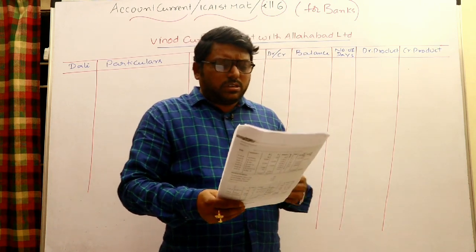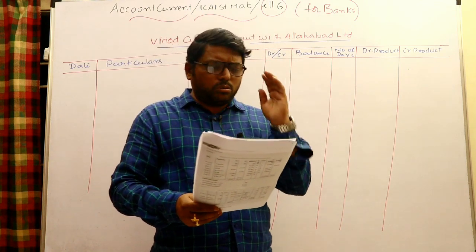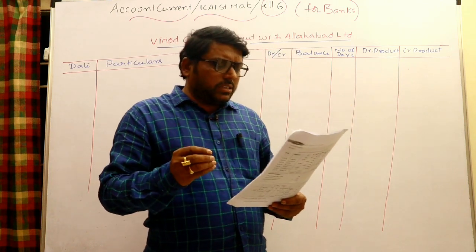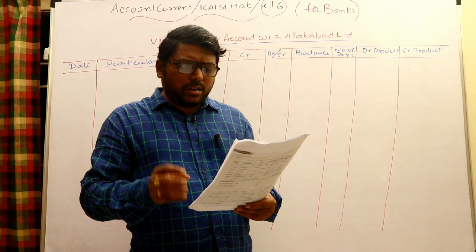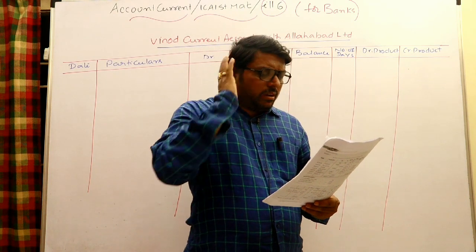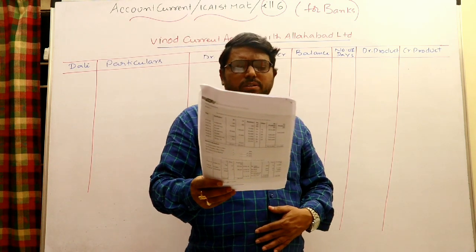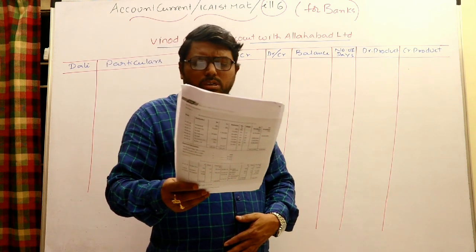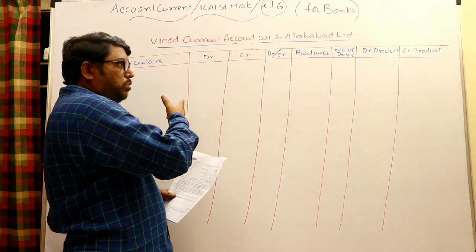Only two types of transactions are there, deposits and withdrawals, and you have to work them out in chronological order, date wise. On January 2nd, 2016, Vinod opened a current account with the Allahabad Bank Limited with a deposit of 30,000 rupees. Further deposits were made on January 15th, March 12th and May 10th. Withdrawals were made on February 15th, April 10th and June 15th. Show Vinod's account in the Allahabad Bank's books, so Allahabad Bank should be written at the end and Vinod's name should be written in the beginning.